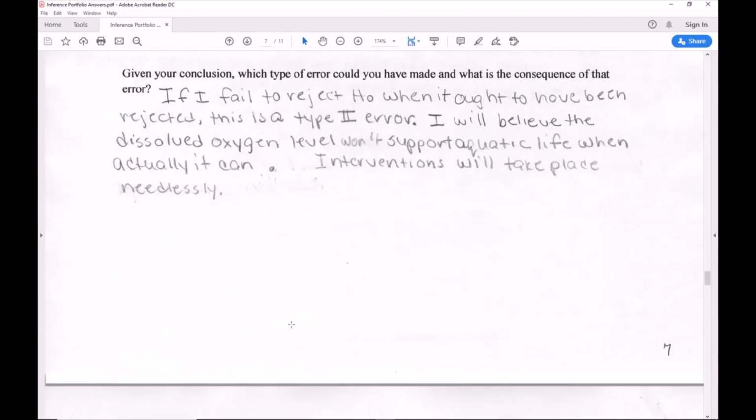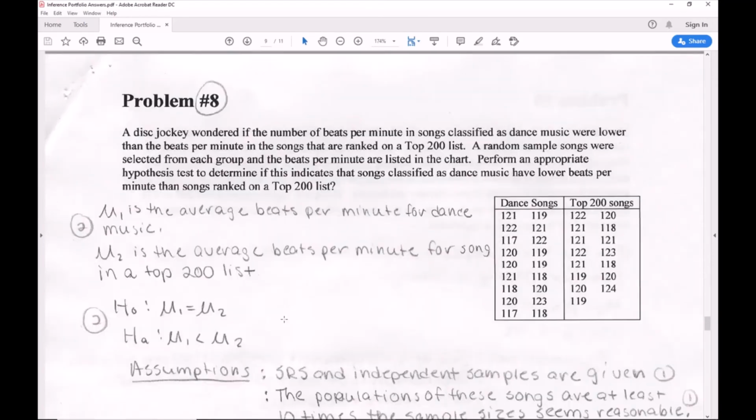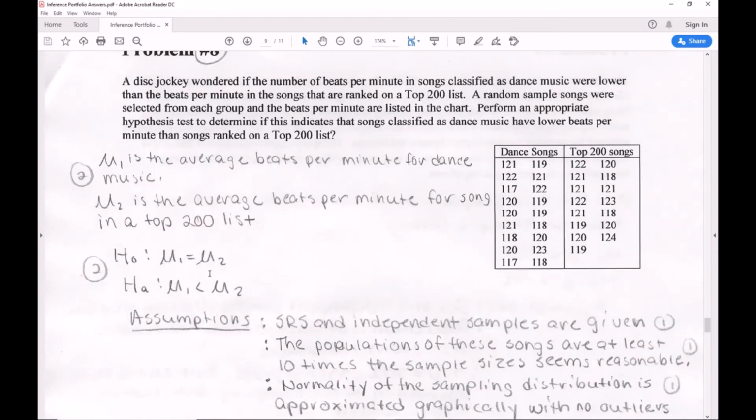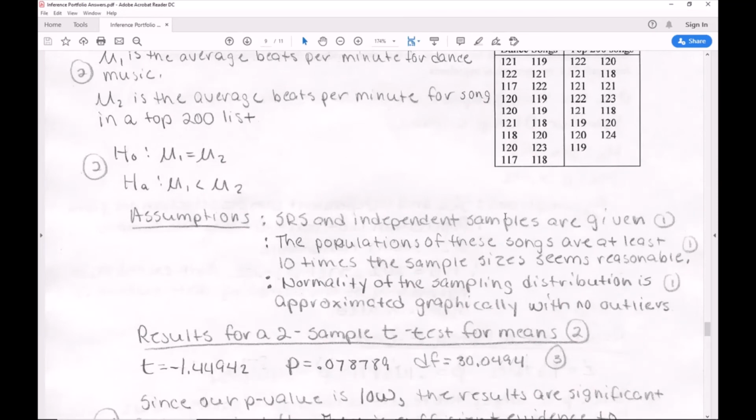Okay. Didn't look too close at number 7. Number 8 was one of the ones I graded, and most people figured out it was a 2-sample t-test for means. And so you have to define 2 mu's. You had to do less than, or greater than, depending on how you defined mu1 and mu2. Right, SRS and independent samples, 10% rule.